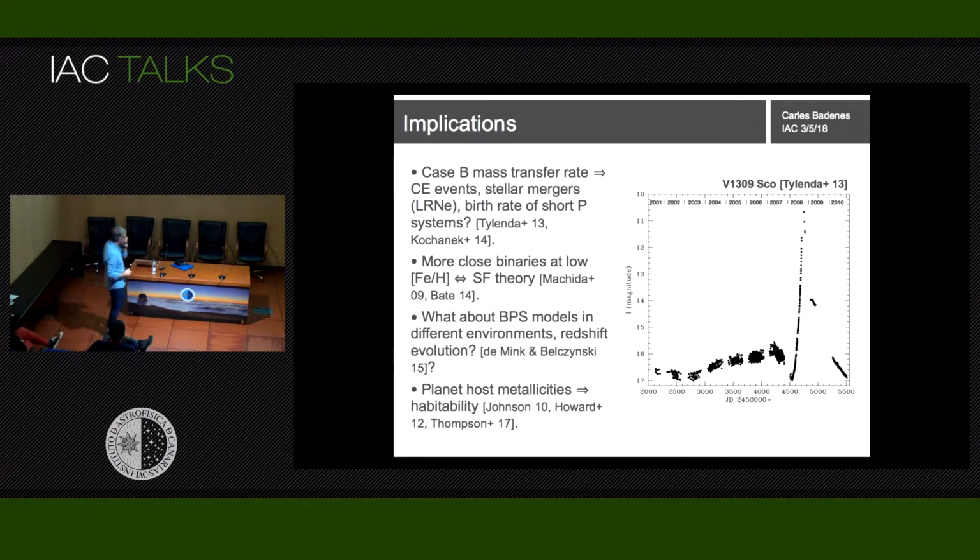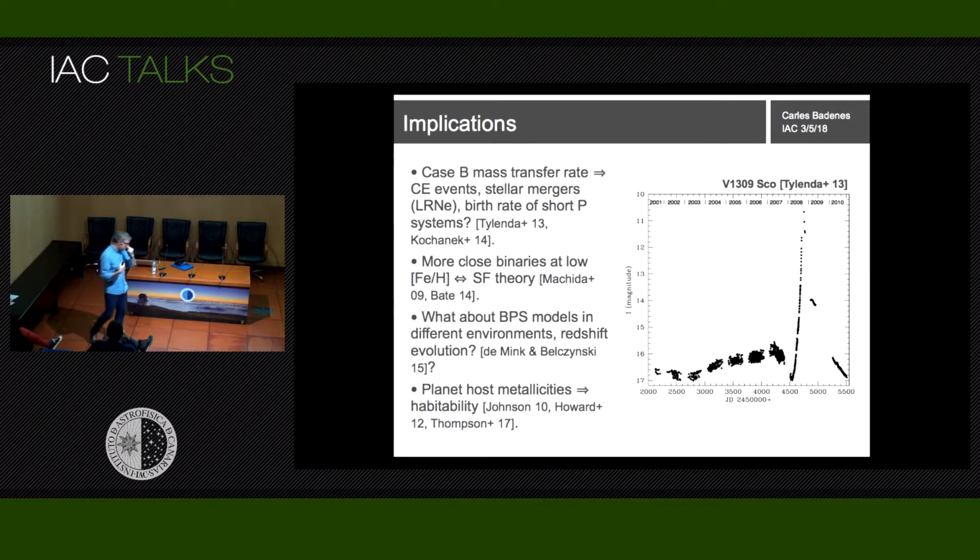Okay, so what are some of the implications? Now, essentially what we've done, we have measured the rate of case B mass transfer in the Milky Way. We've seen how many stars lose their binary companions as they climb up the red giant branch, right? And this is great because there's only one step from that. I'm not saying it's an easy step. It's only one step for that, and we're working on it to measure the rate of common envelope events and stellar mergers.